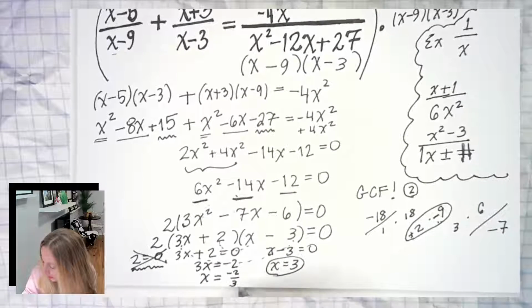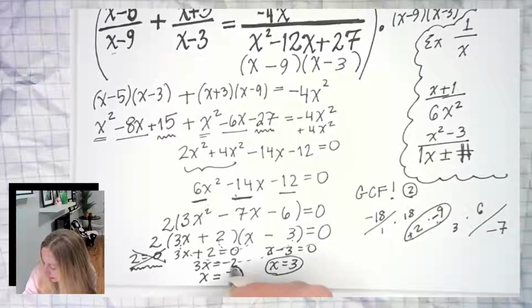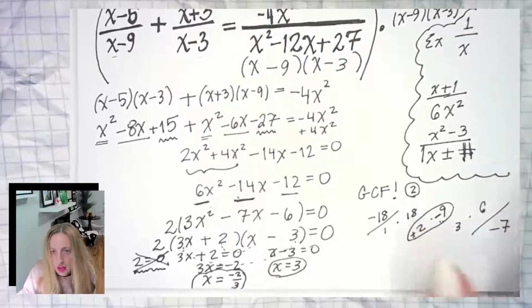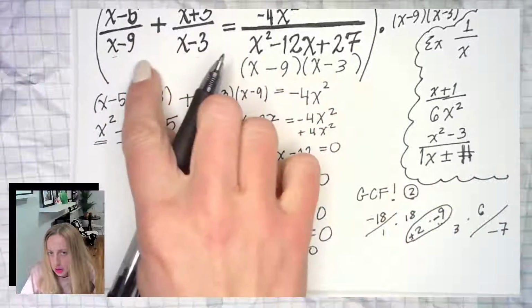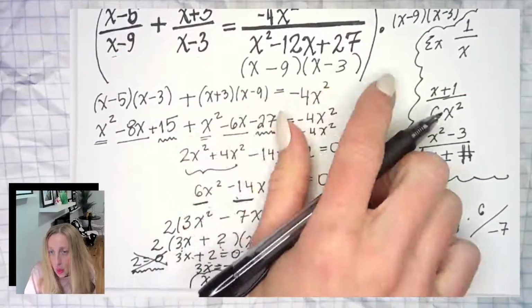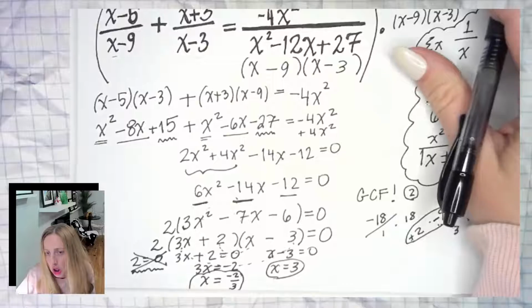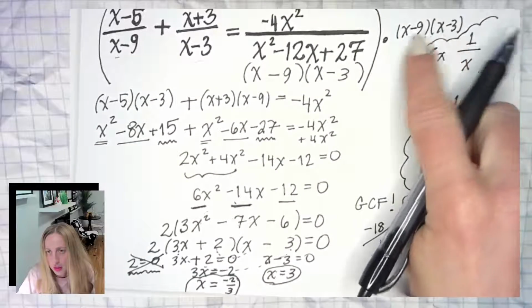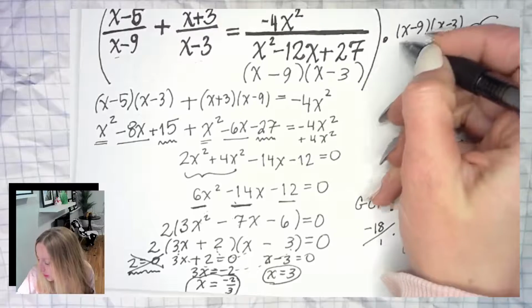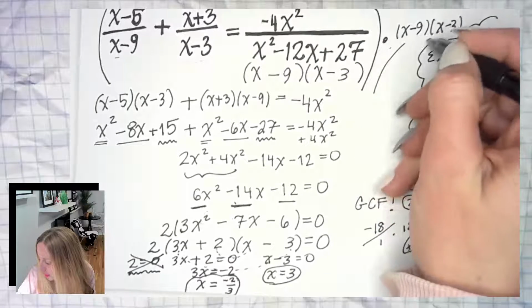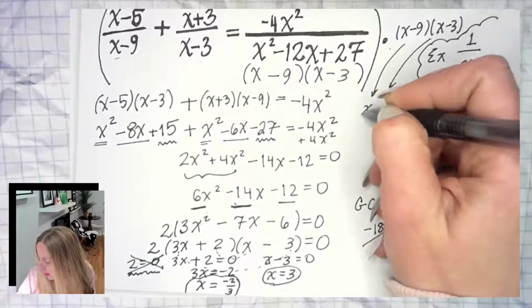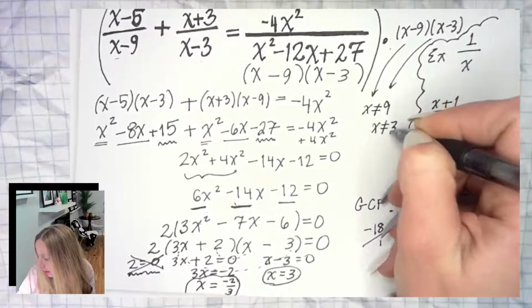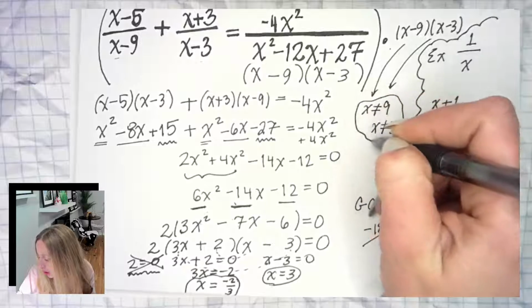But of course, what did I not do? I did not write down my restrictions because I always forget. So looking back at the original, looking at the factors here, or what I sometimes think is easier is I look at the least common denominator I multiplied through by, and I just remind myself that these each can't be 0. So what are the restrictions that come out of that? X cannot be 9, x cannot be 3. So those are your restrictions.